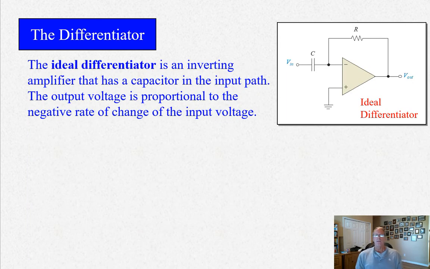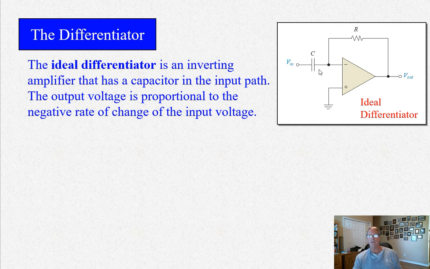All right, differentiator. Now remember, calculus differentiation was the opposite of integration, and it's true here too. It's math applied to electronics, or electronics applied to math, however you want to look at it. But check it out. What has happened here? We've reversed the positions of the capacitor and the resistor. The resistor now exists in the feedback path, and the capacitor is on the input.